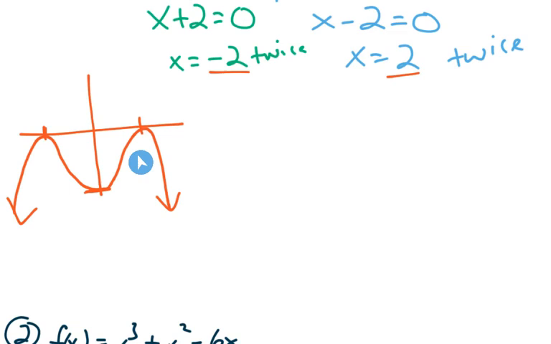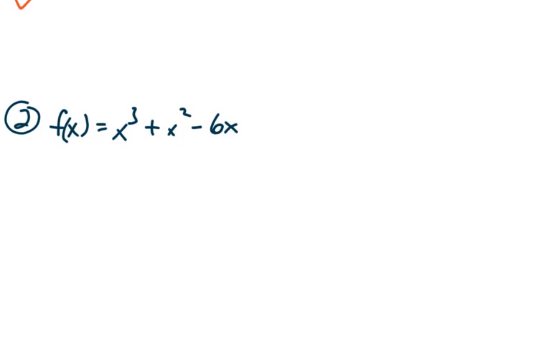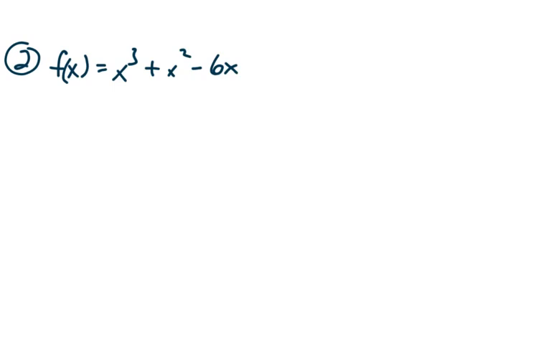Okay, let's try another one here. F of x equals x to the third plus x squared minus 6x. Again, what are they all divisible by? First of all, we're going to set it equal to 0. Whoops, let me go to the pen. 0 equals. Okay, what are they all divisible by?